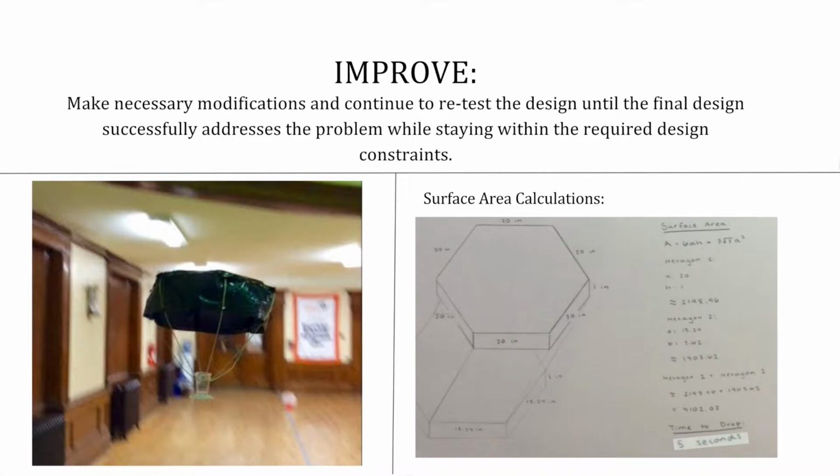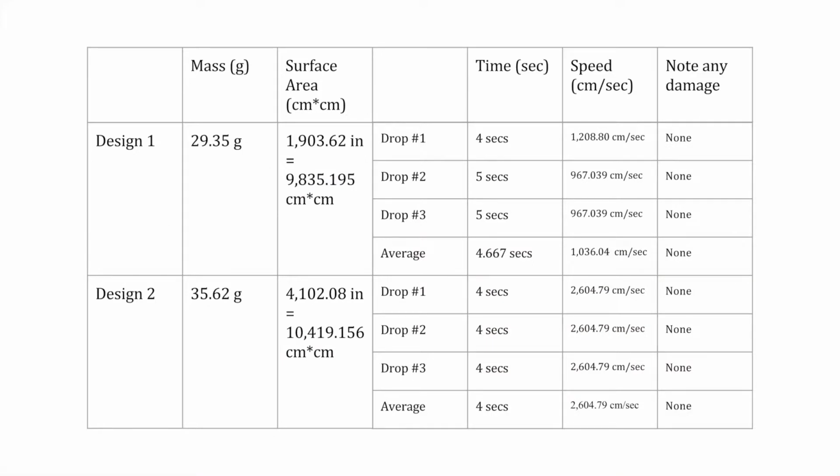The final step of the EDP is to improve, and to do so, my group and I decided to create a second parachute to add to our first parachute in hopes of elongating the drop time. Once the parachute was created, I took the surface area using the same method as before. And this is the final data collected, which shows that adding a second parachute did indeed extend the drop time.